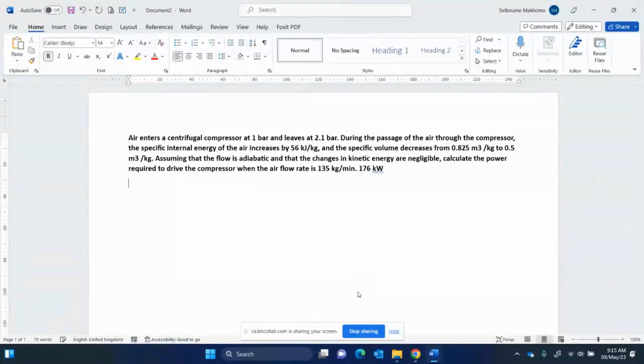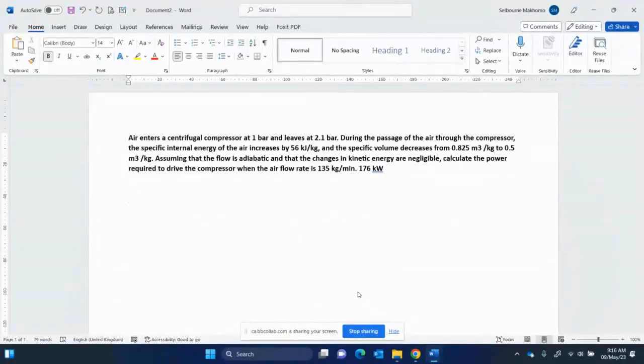Right, so now this is a compressor. Air enters a centrifugal compressor at 1 bar and leaves at 2.1 bar. Remember, the function of a compressor is to increase the pressure of air or gas. Initially your pressure P1 was 100 kPa. Now it has increased to 2.1, which is 2,100 kPa. It is doing exactly what it's supposed to do.